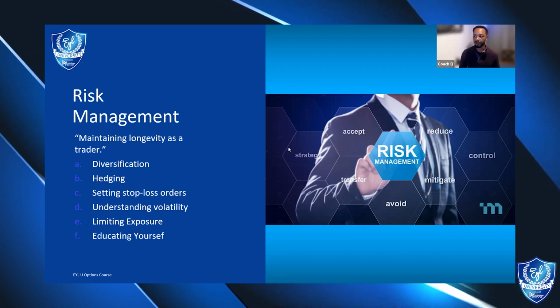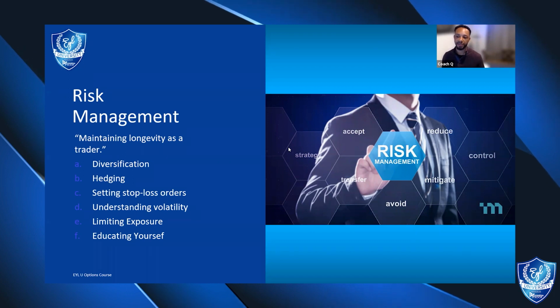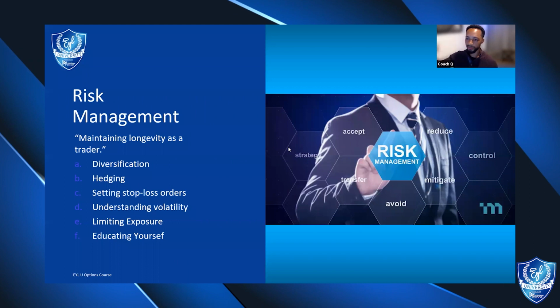Yep, there we go. Yeah, it's more of a bearish position. You're expecting the stock price to go down. Yep, there we go. We're going downwards like a bear. So that's the put option.